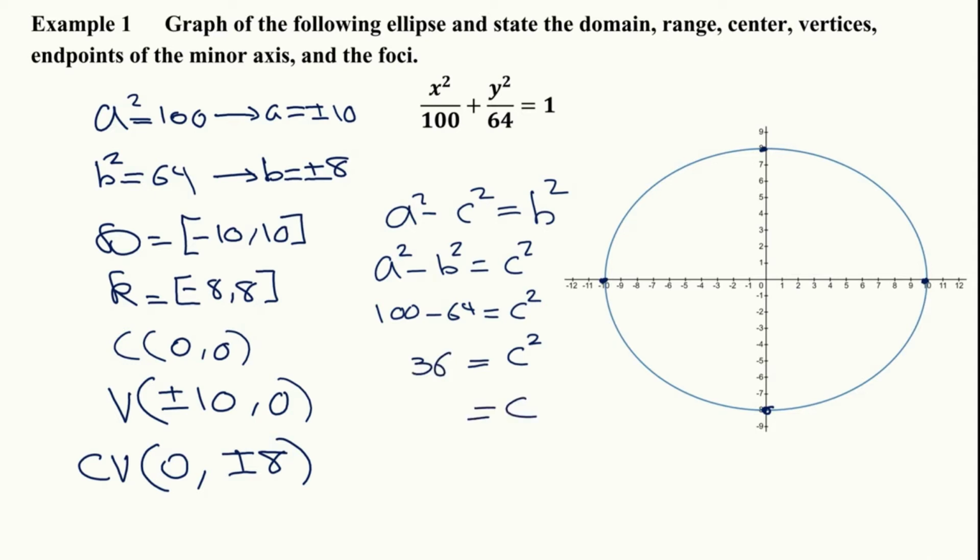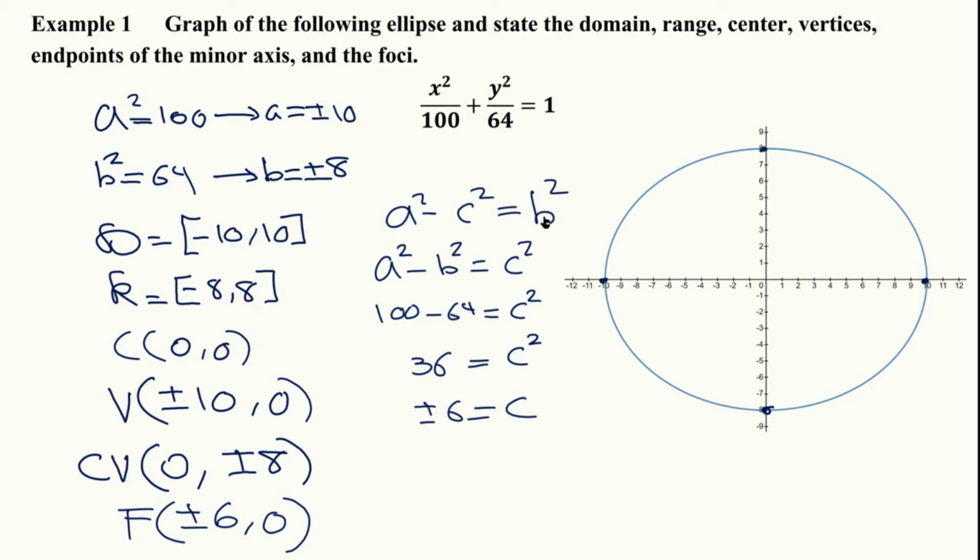So c is going to be plus or minus 6, right? So the foci are going to be, remember, they're always going to be on the major axis, so they're going to be at (6, 0) and (-6, 0). If we want to write it in compact notation, we'll just put (±6, 0), like so. Okay, so that's how you would graph an ellipse and find all those parts.